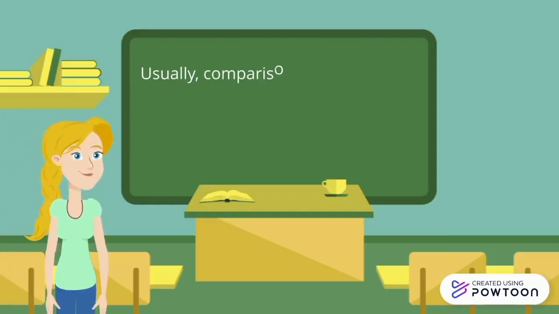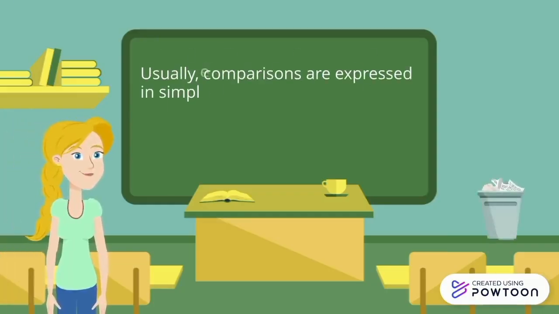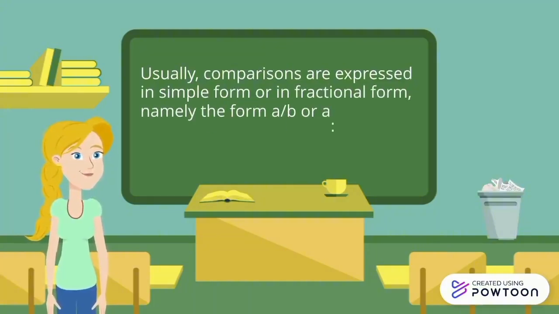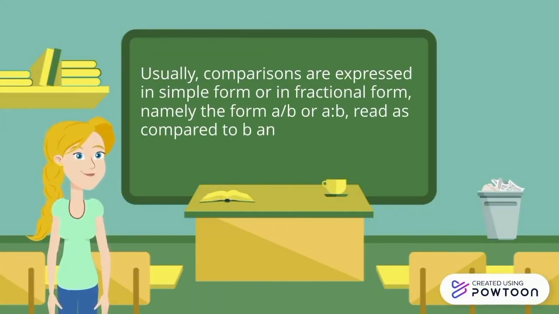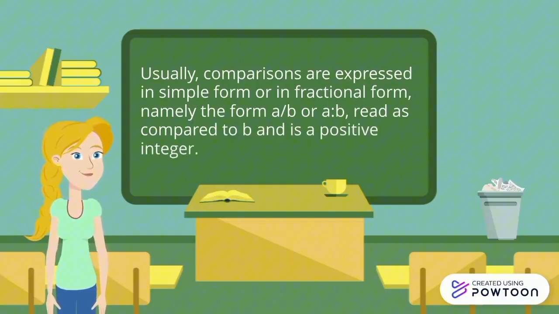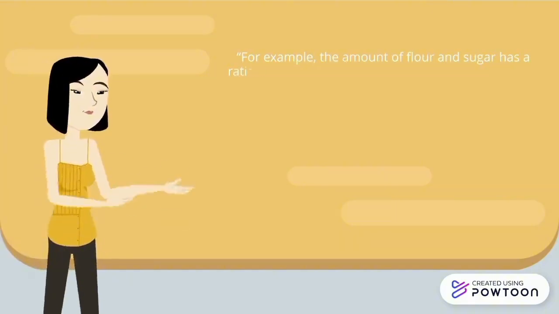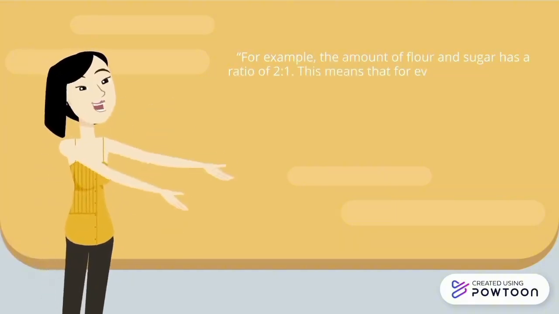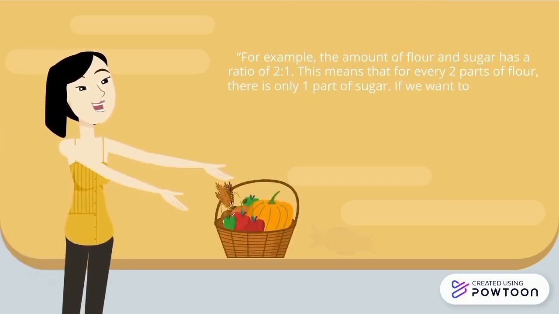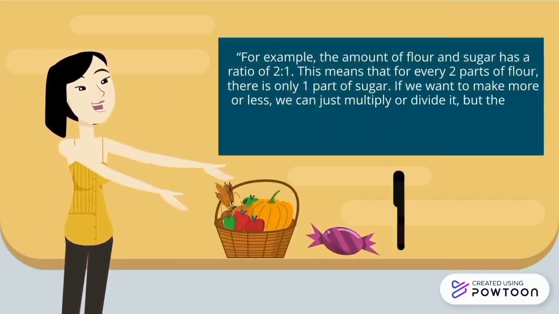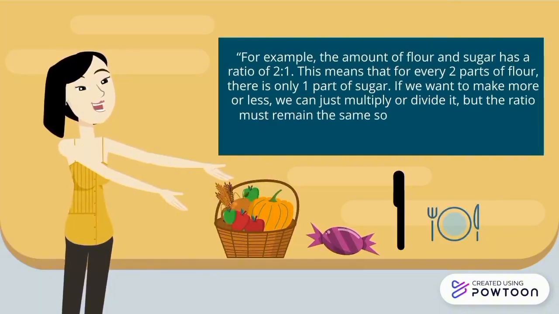Usually, comparisons are expressed in simple form or in fractional form, namely the form a/b or a:b, read as a compared to b, and a and b are positive integers. For example, the amount of flour and sugar has a ratio of 2 to 1. This means that for every 2 parts of flour, there is only 1 part of sugar. If we want to make more or less, we can just multiply or divide it. But the ratio must remain the same so that the cake still tastes good.